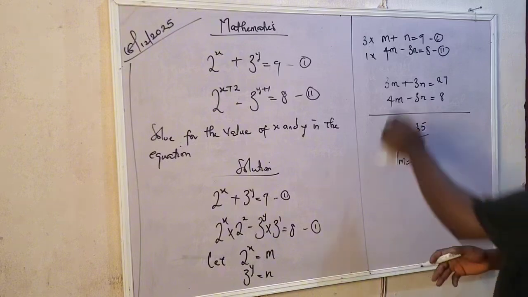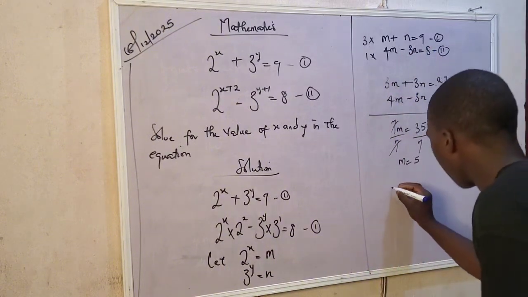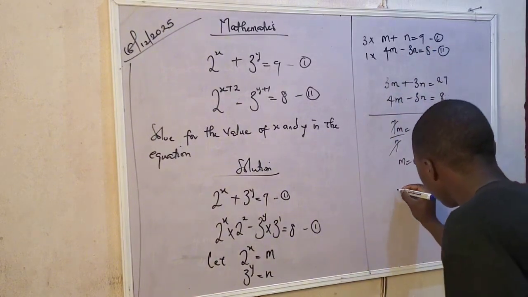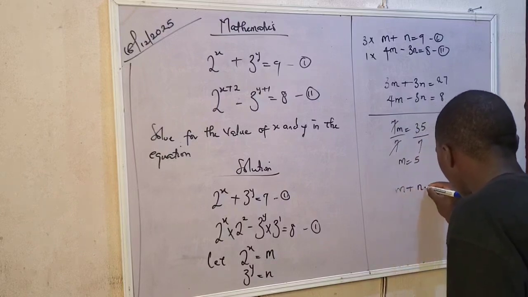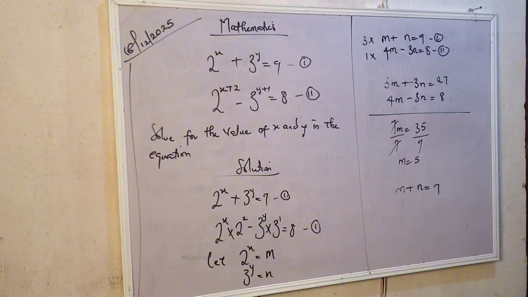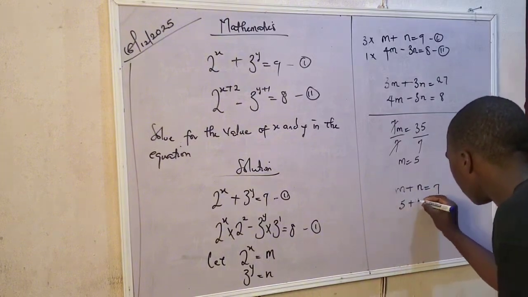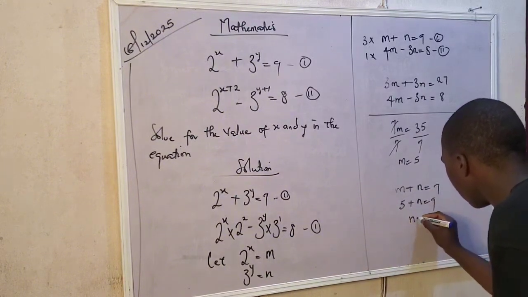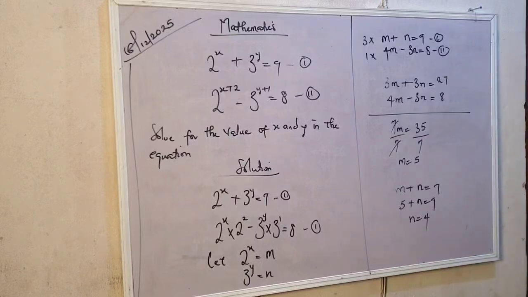So for me, I'm going to be using this one. m plus n equals 9. So let's put the value of m back into the equation. It becomes 5 plus n equals 9, and n is equal to 4.